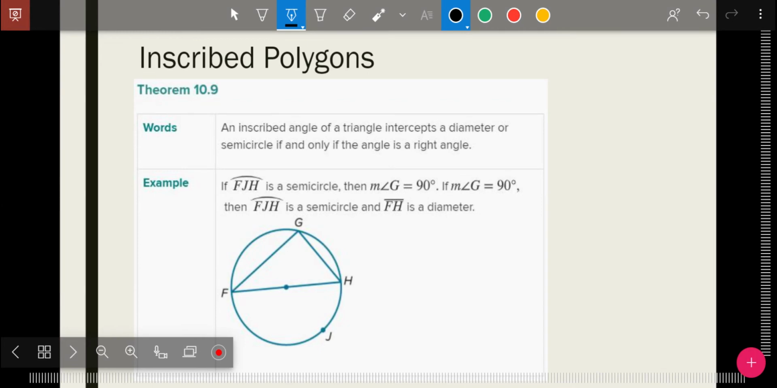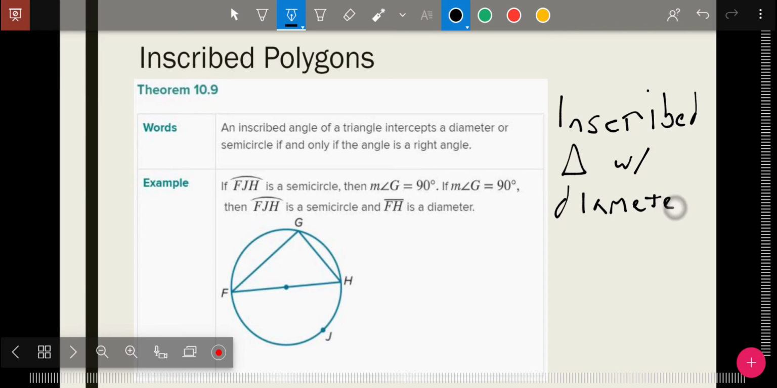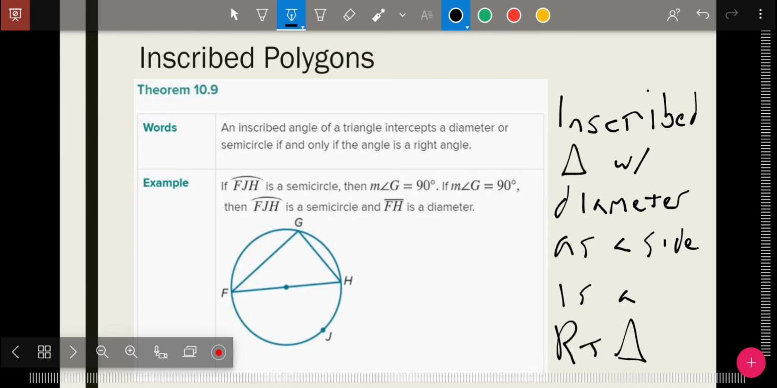Right? And so we have 2 different rules we're going to use. One is an inscribed triangle rule. So the inscribed triangle with one side as a diameter is a right triangle.